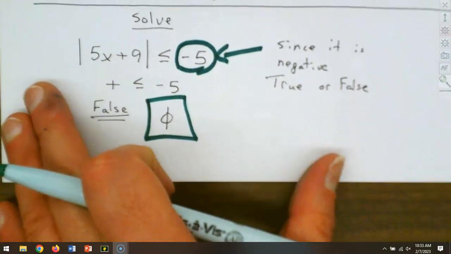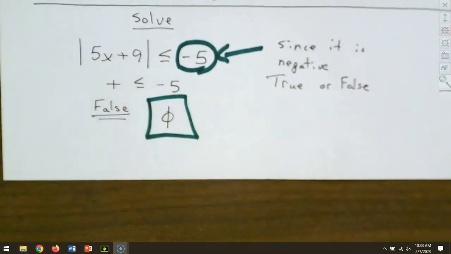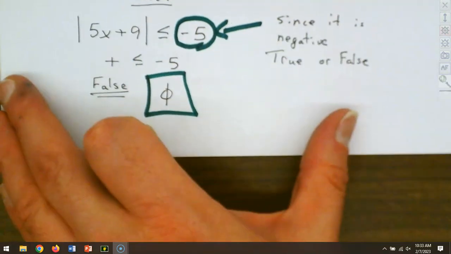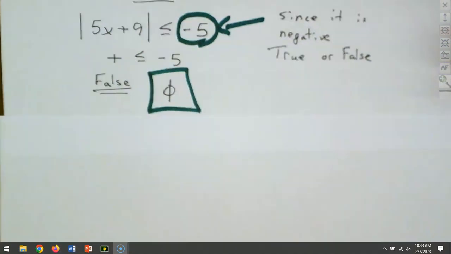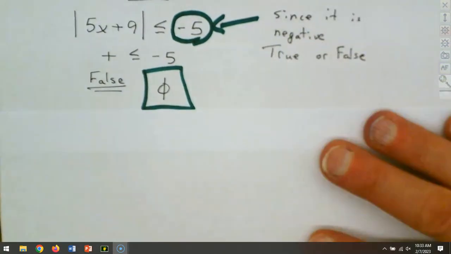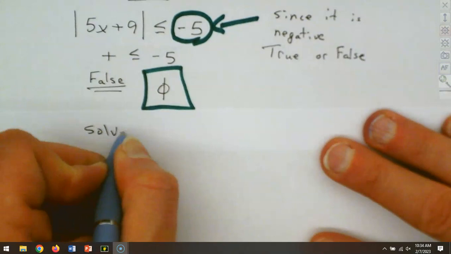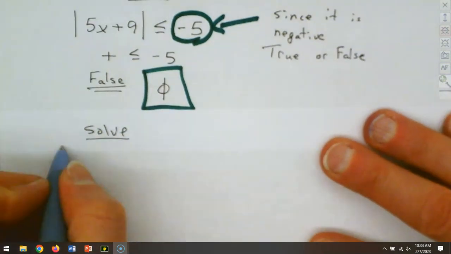So since it's negative on the right-hand side, it's either true or false, meaning everything or nothing. I like to put these on the exam because they make sure you understand the concepts. Let's do another one. We'll probably do 3 of these. There's nothing to these.